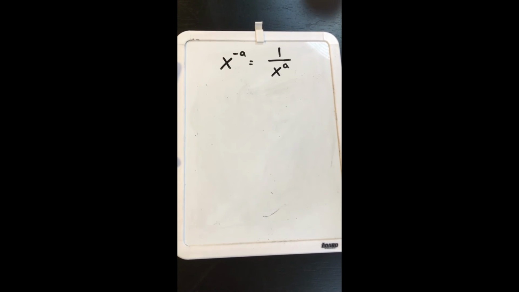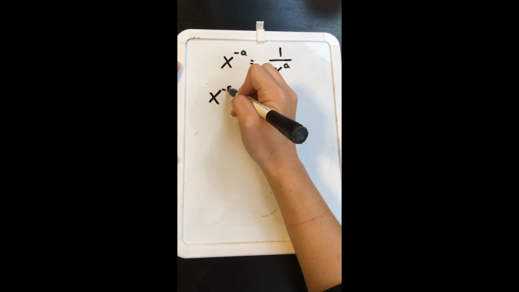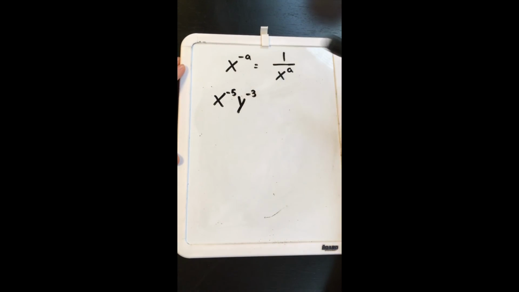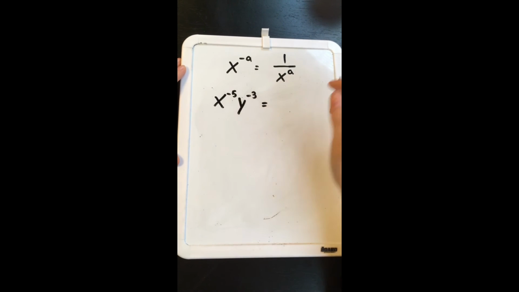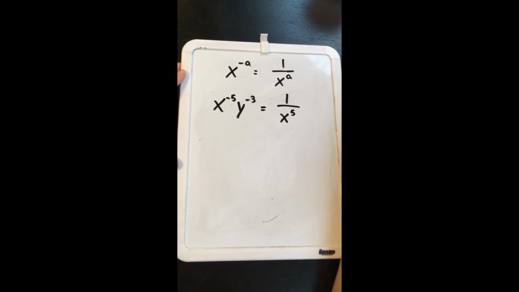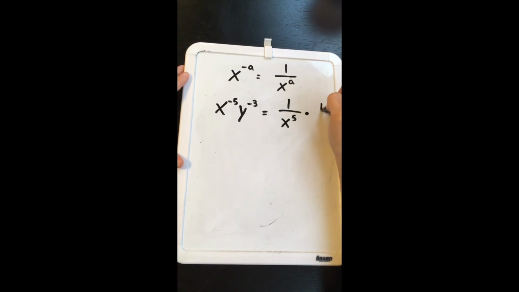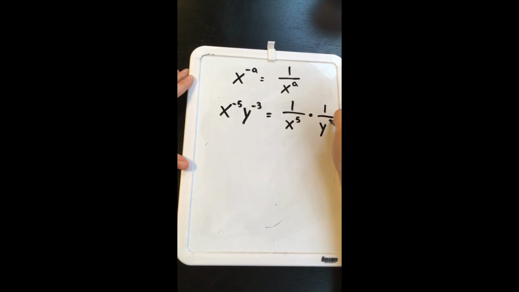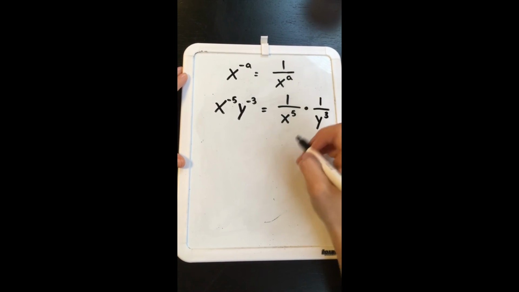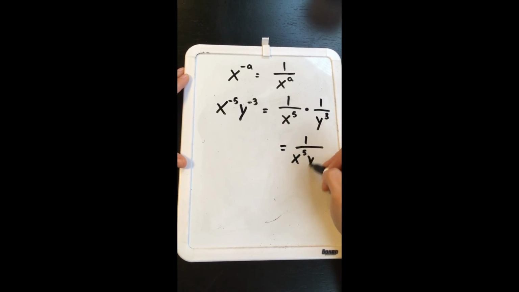My last example will involve variables as the base instead of numbers. x to the negative 5, y to the negative 3. We can treat this just like we treat the general example. 1 over x to the 5th. That takes care of the x part. Now the y part is just being multiplied. 1 over y to the positive 3. And when you multiply these fractions, you can multiply the tops and multiply the bottoms, and you're left with 1 over x to the 5th, y to the 3rd.